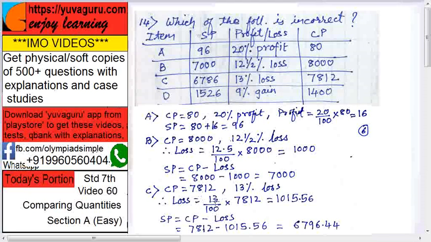It's quite easy. 13 2s are, 13 1s are, 13 8s are, 13 7s are. Okay, so 1015.56. So the loss is this much. Now cost price minus loss gives the selling price.